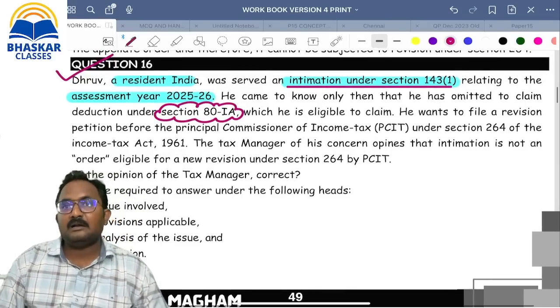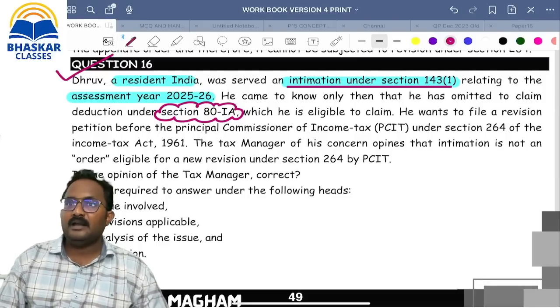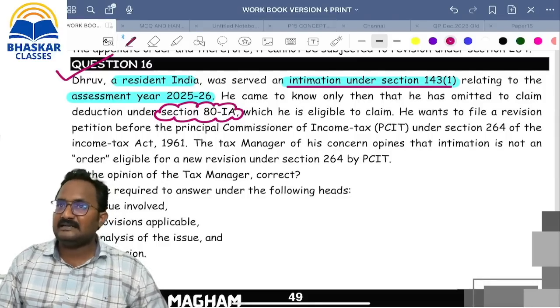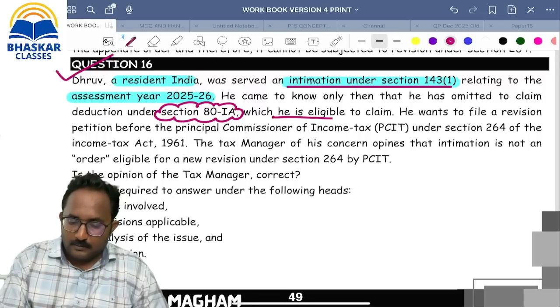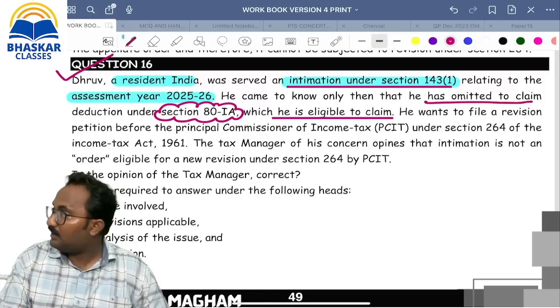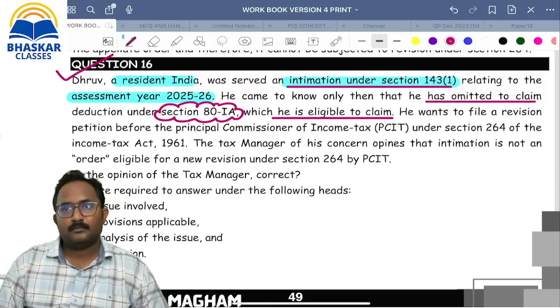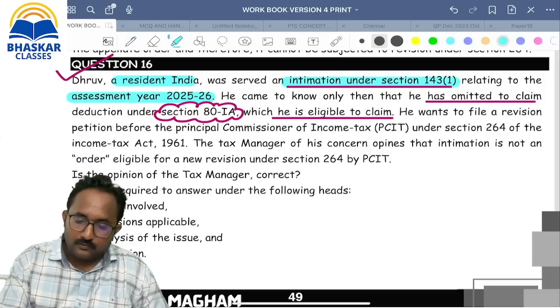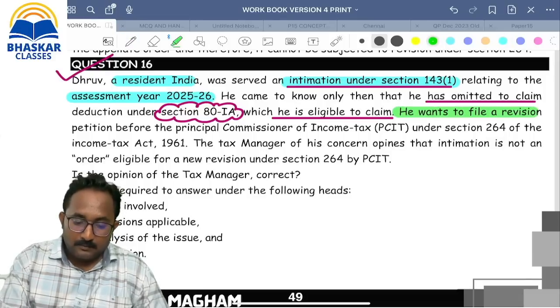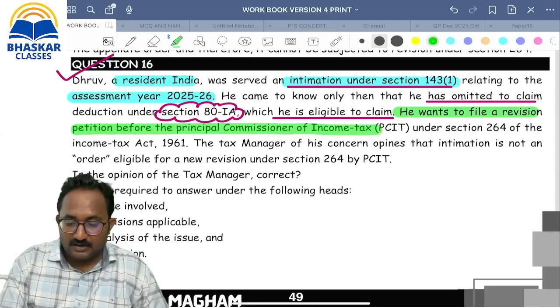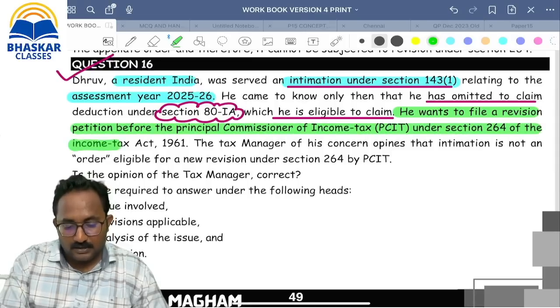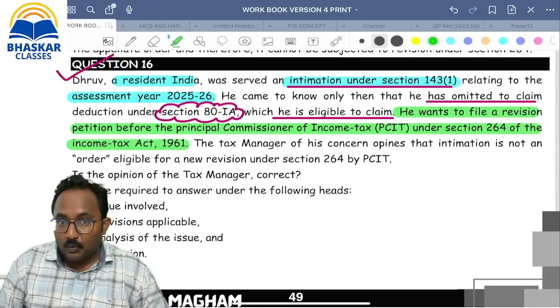80IA means nothing but 100% of your profits you will get as a deduction. Eligible business. 80IA is nothing but eligible business, where 100% of the profits you can get as a deduction. He is eligible to claim, but he omitted to claim the 80IA. Now he wants to file a revision petition before the Principal Commissioner of Income Tax under section 264 of the Income Tax Act 1961. Can he do so?